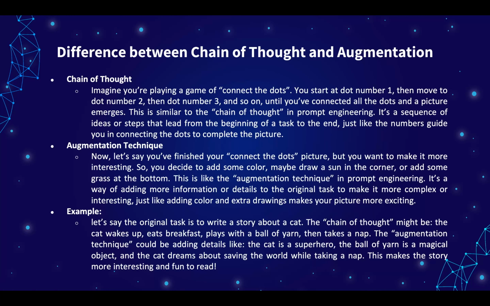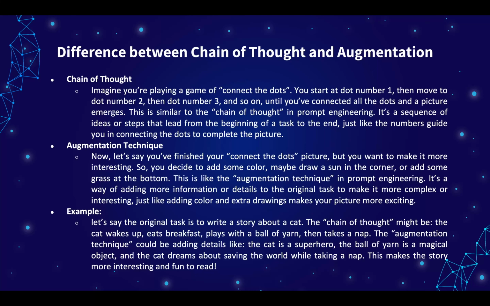So let's imagine that you are playing a game of connect the dots. You start at dot number one and then move to two and then three and so on until you have connected all the dots and the picture emerges. So you connect all the dots and you see the picture, right? This is similar to chain of thought prompt engineering. It's a sequence of ideas or steps that lead from the beginning of a task to the end, just like the numbers guide you in connecting the dots to complete a picture. So chain of thought is nothing but a sequence of steps, and you get the end result.